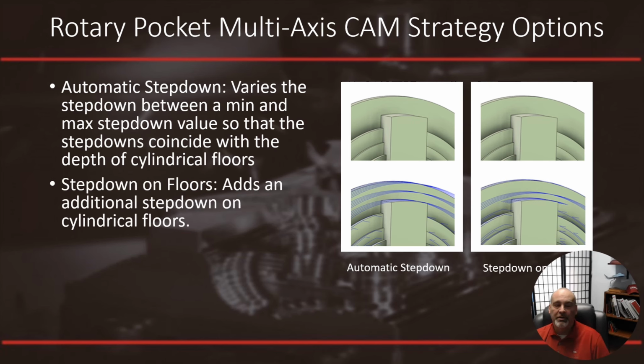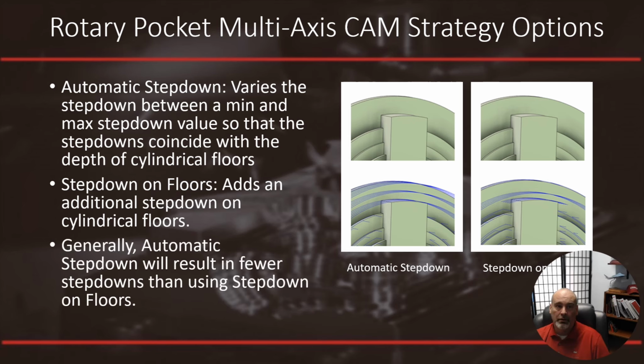There's another option, step down on floors, and it adds an additional step down on cylindrical floors, and makes sure that they're cleaned up, but it doesn't go all the way around the part necessarily at that step. In general, on regular cylindrical parts, using automatic step down will result in fewer step downs than using step down on floors. In this case, automatic step down may be preferable, as fewer step downs provides quicker machining time.